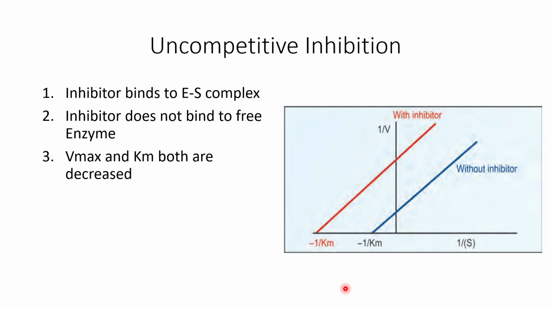The next type of inhibition we have is uncompetitive inhibition. In this case, the inhibitor binds to the enzyme substrate complex. The inhibitor does not bind to the free enzyme. In the previous types, competitive and non-competitive inhibition, we saw that the inhibitor was binding with the enzyme. Now in uncompetitive inhibition, the inhibitor binds with the enzyme substrate complex. The enzyme has already bound with the substrate, and then the inhibitor binds to it. In this case, both the Vmax and Km values are decreased.